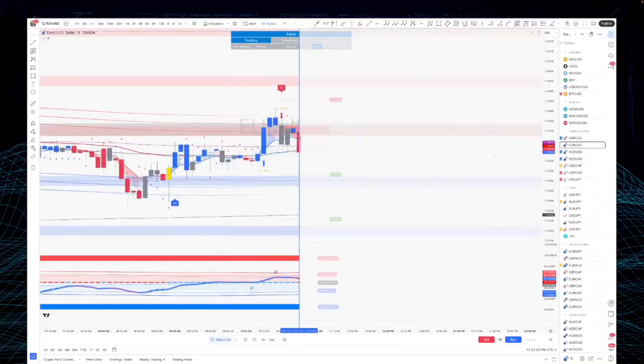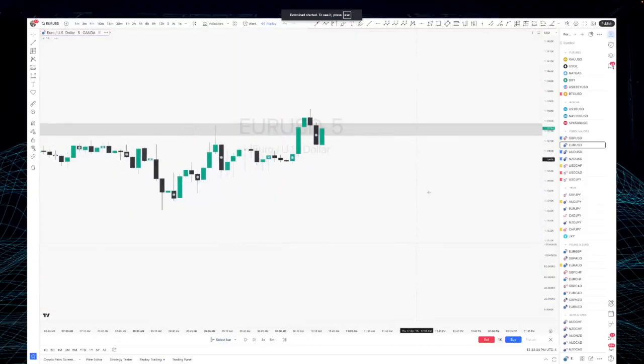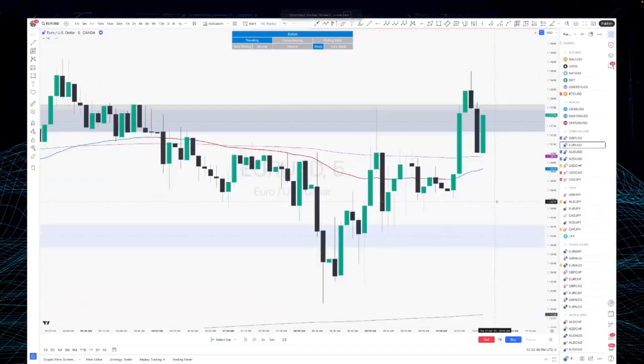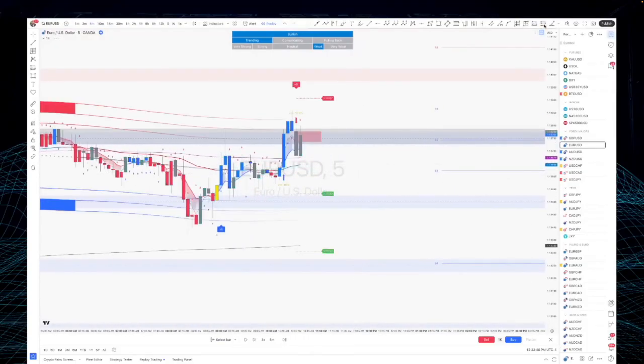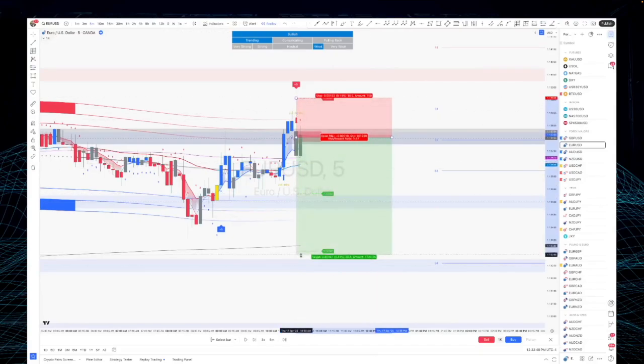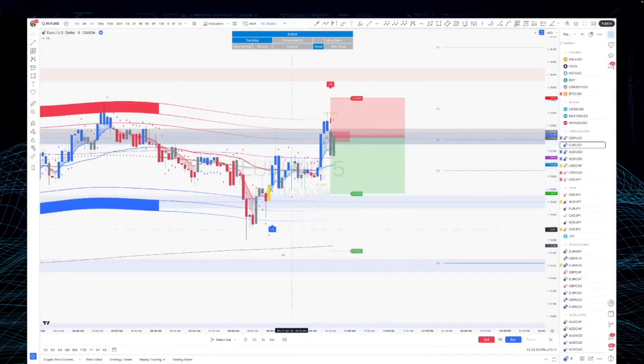So let's take a look. Let's just go back. Let's take a look over here. We are in that zone. Put that entry right there in that zone. Put that stop loss. Put TP1 or TP2. We always go to TP1 first. Market pulled back into the zone.